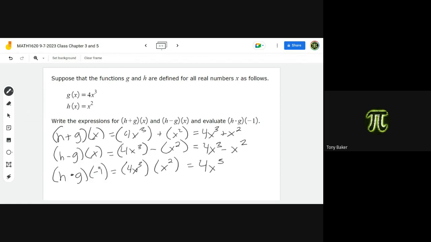Now this is -1, so we're just going to plug -1 into x. So -1 to the 5th power is -1. So this is going to be -4 would be my answer there.